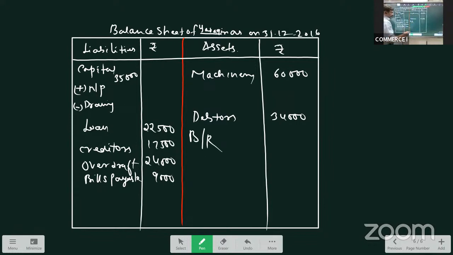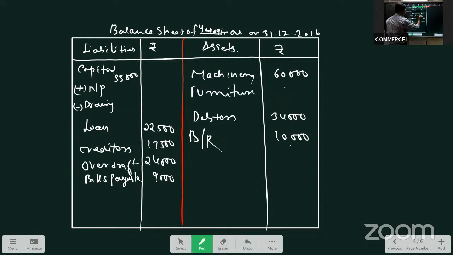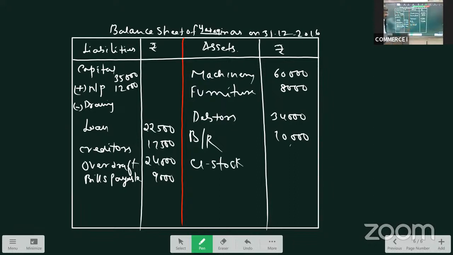Then we have bills receivable. Bills receivable is an asset. Furniture. Furniture is an asset. Fixed asset. Net profit. What do we do? Net profit will be added to capital. And then closing stock is given. Closing stock again is an asset. Closing stock is 8,000. Net profit, there are no drawings. So we'll add this and write 47,000.